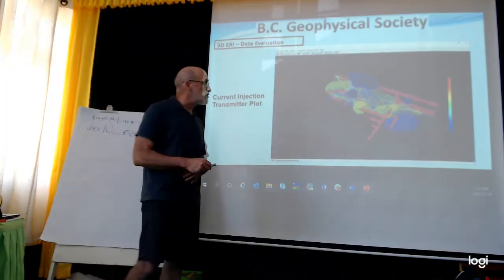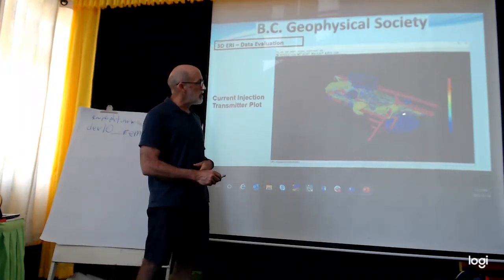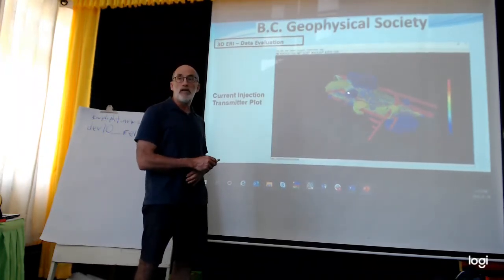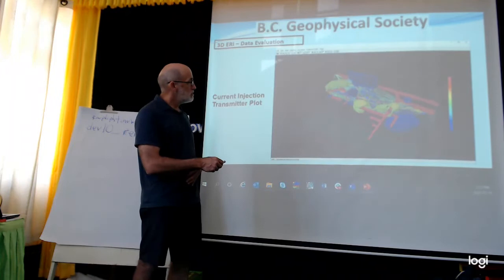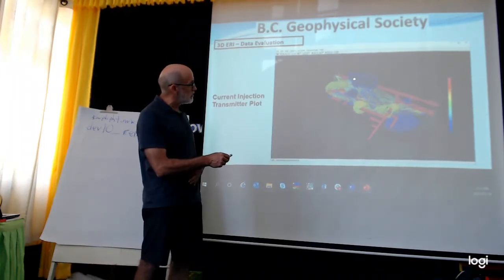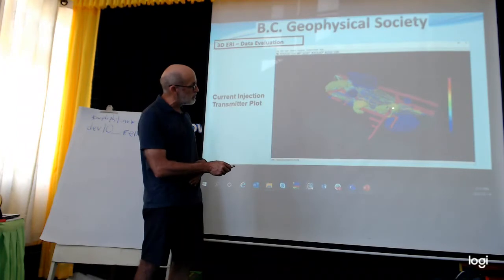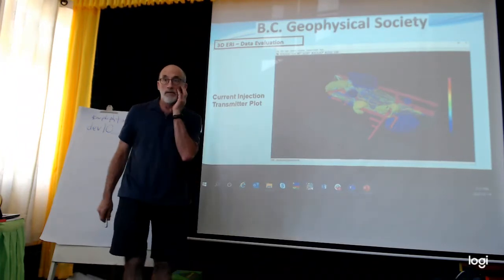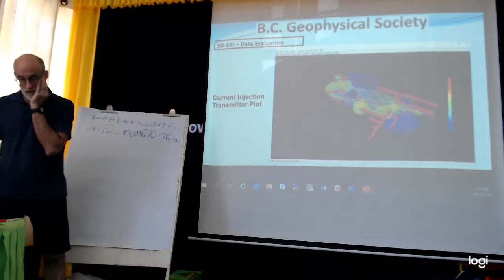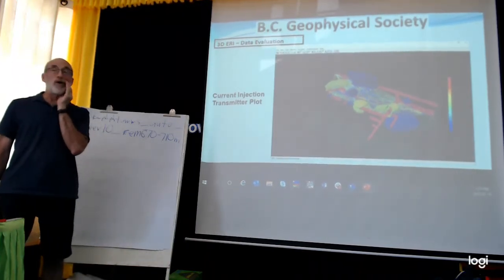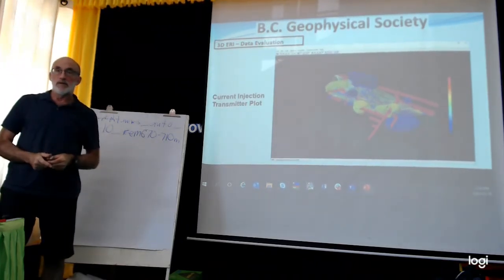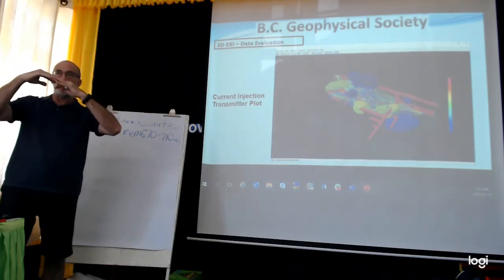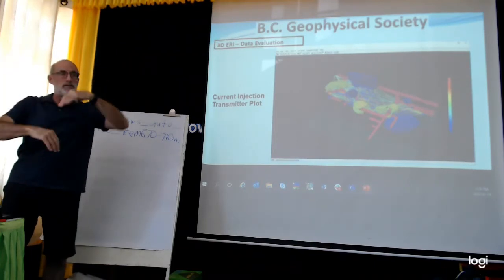This is a 3D survey. Every one of these lines is a current AB injection. So we had electrodes in the underground tunnels wrapped around most of the area of interest. This mine has water coming into it from above, through cracks in the sedimentary layer. So the aquitard has cracked and water is coming through.